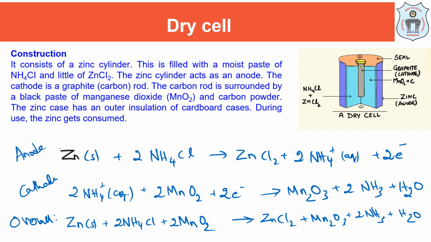So what is the reaction taking place at the anode? Zinc plus ammonium chloride will form zinc chloride and ammonium ions plus 2 electrons. At the cathode, the aqueous solution coming to the cathode side will react with MnO2 and the 2 electrons to form manganese oxide and ammonia. So this ammonia has to escape. The overall reaction taking place is zinc plus ammonium chloride plus manganese dioxide forming zinc chloride plus manganese oxide, ammonia and water.